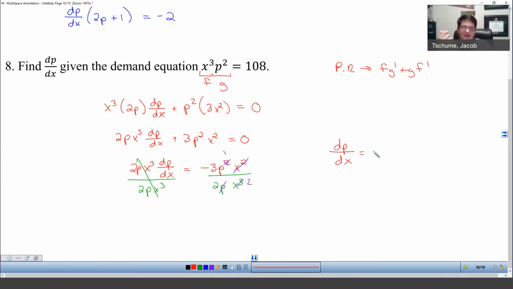dp/dx is equal to -3p on top. And oops, that should actually be a 1 right here. We canceled 2 of those. So you end up with a 2x on the bottom. This would be your final derivative of p with respect to x.